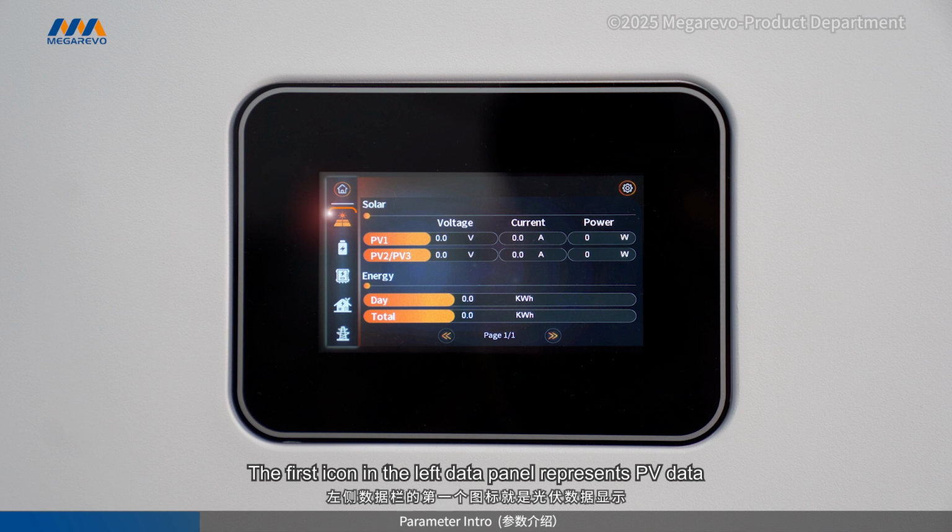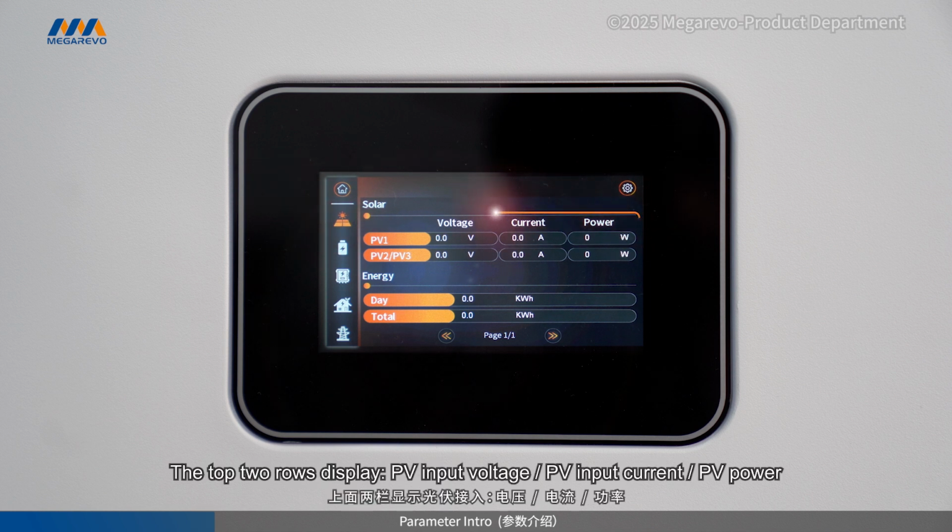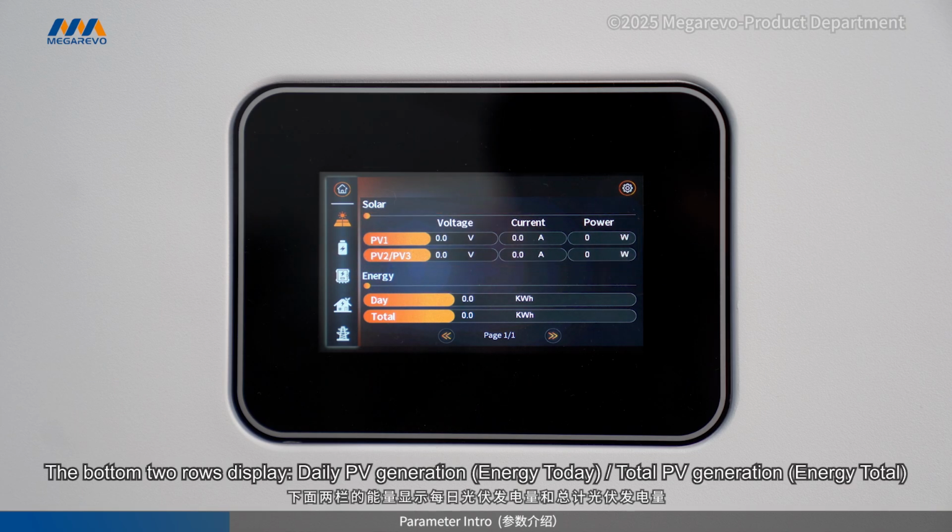The first icon in the left data panel represents PV data. The top two rows display PV input voltage, PV input current, PV power. The bottom two rows display daily PV generation, total PV generation.